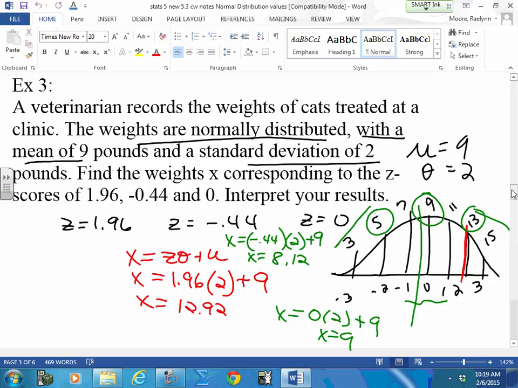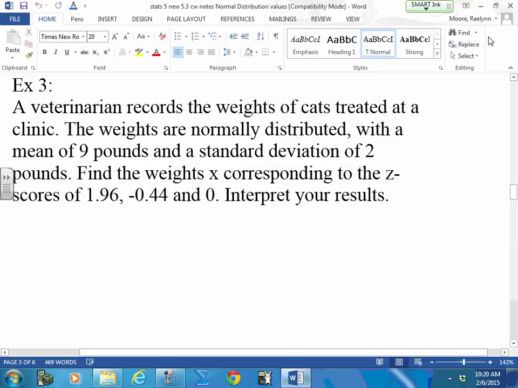And I need your charts, just like we did last week or the week before. Put your z-scores on the bottom, put your x-scores on the top. There's no shading for this one yet, because right now they just asked us to find the values. Yours always either gives you a z-score or an x value. I like to put them both together. So let's take a look at another one of these.